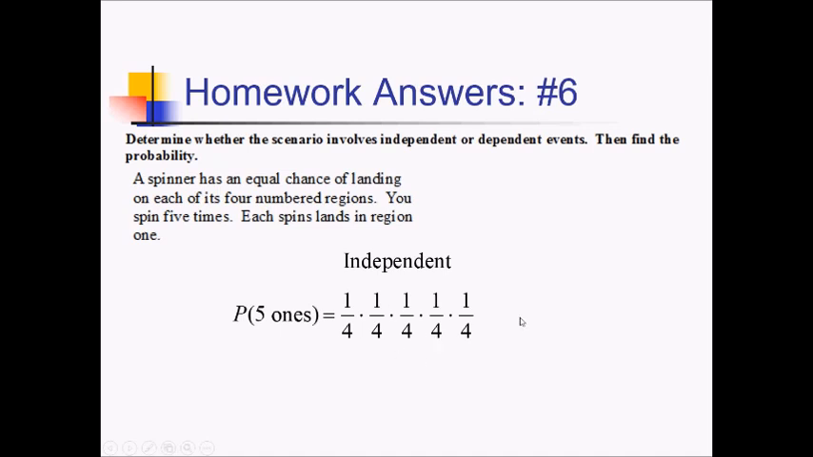Now, you could use a calculator. I just happen to know that this is basically 2 to the second power raised to the 5th power. So 2 to the 10th, which I just happen to know is 1024, but you could use a calculator here. So that's 1 over 1024 for our probability on this.